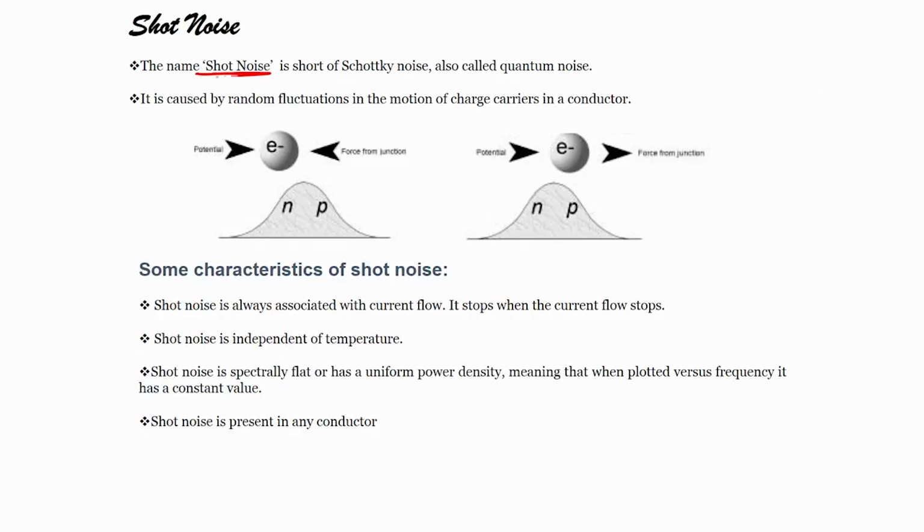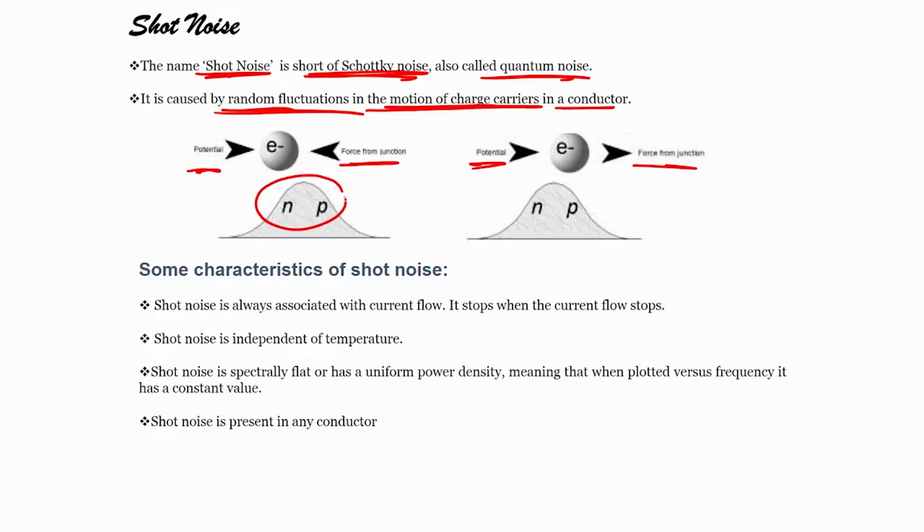The name shot noise is short for Schottky noise, also called quantum noise. It is caused by random fluctuations in the motion of charge carriers in a conductor. You see potential from the junction, if there is N and P, then what will happen? There is a random fluctuation in the motion of the charge carriers in the conductor, right, N is electrons, P are holes. So, when there are random fluctuations in the motion, this will cause the shot noise.